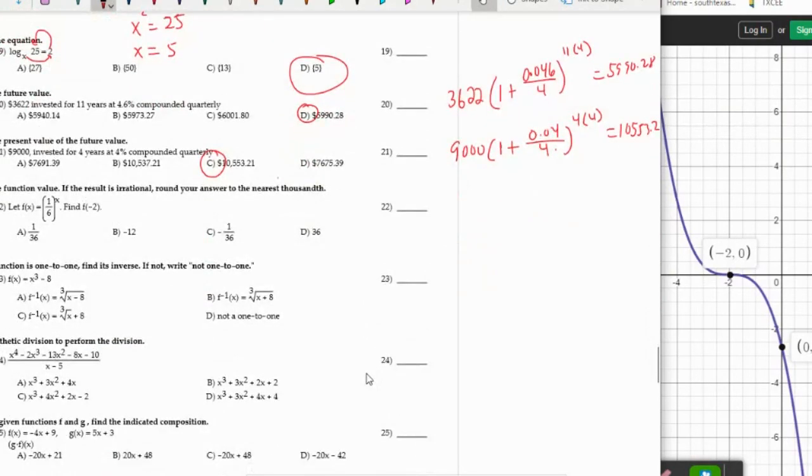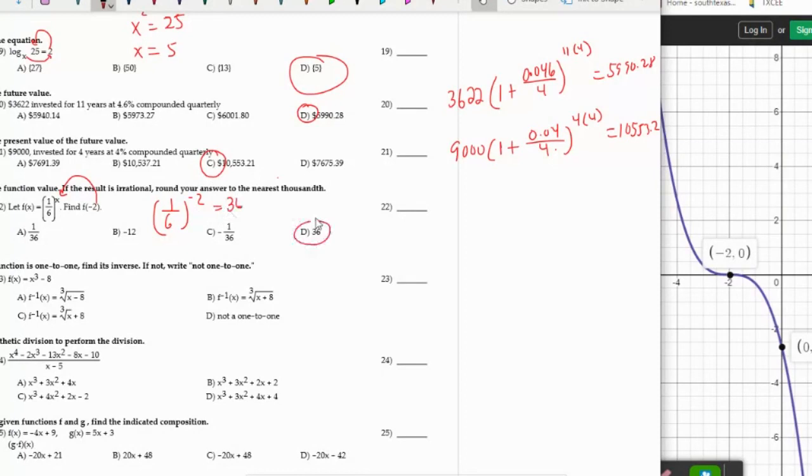Next one. Okay, so this one's just another plug and play. So you're plugging in -2. You're gonna have 1/6 to the -2 power. Now on these, I think they want you to kind of remember the laws of exponents, right? However, you should be able to just plug this into your calculator and you're going to get 36.